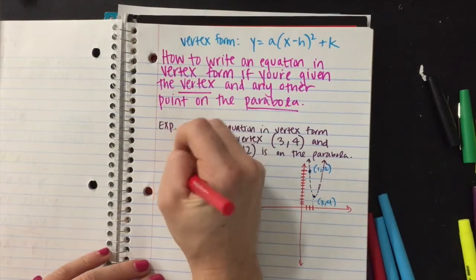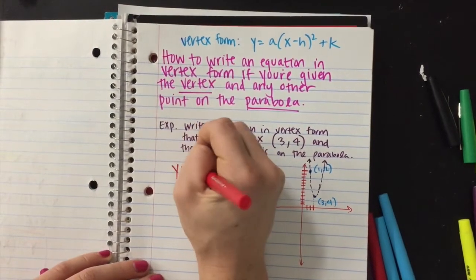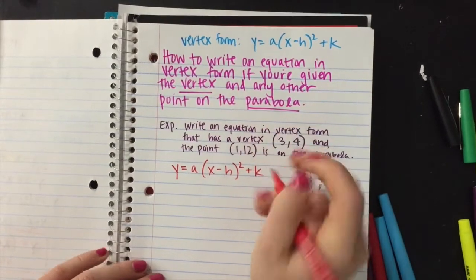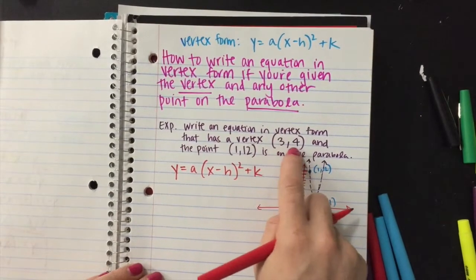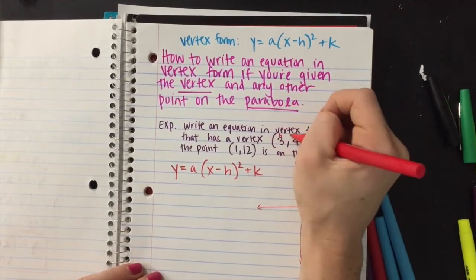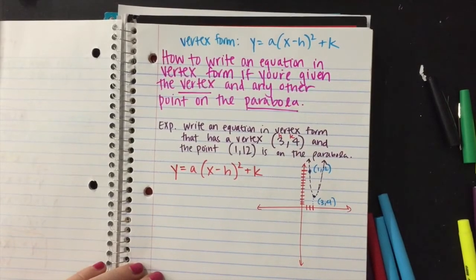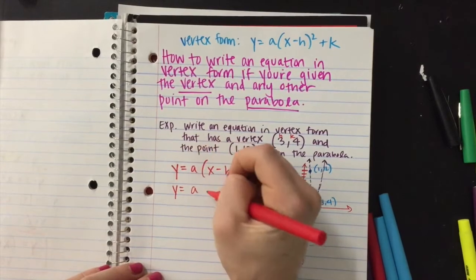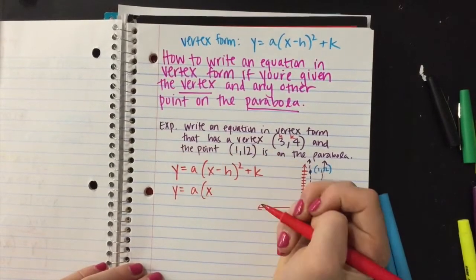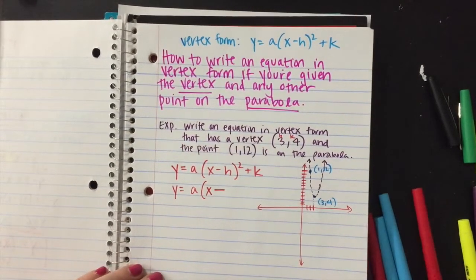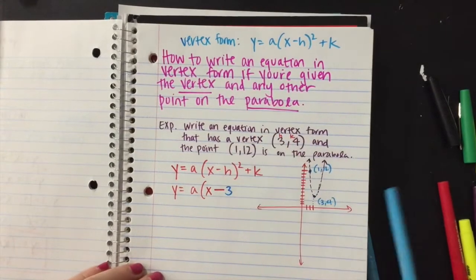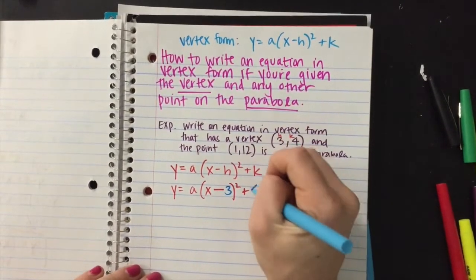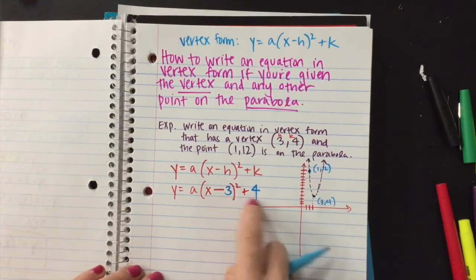So the first thing I do is I write vertex form. Y is equal to a (x minus h) squared plus k. So I already know my vertex. This is my (h, k). So I can plug that in, which means I have y is equal to a (x minus 3) squared plus my k, which is 4. So that's my vertex.